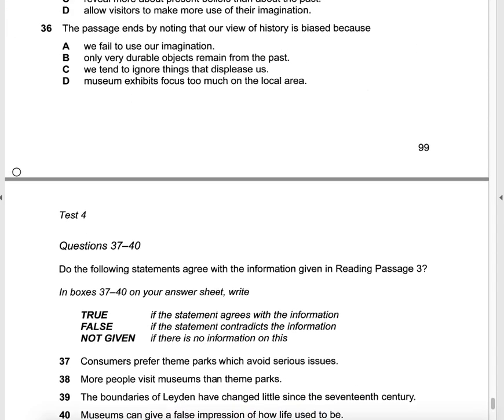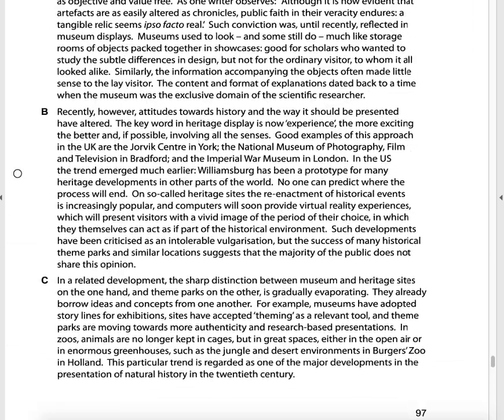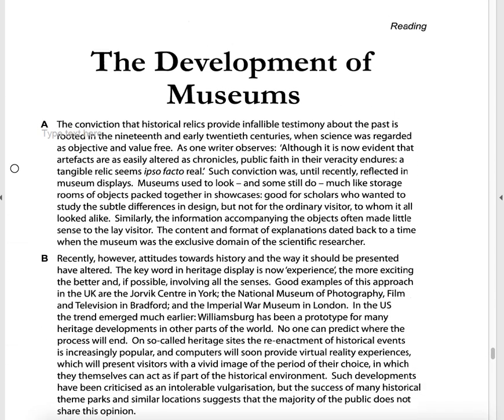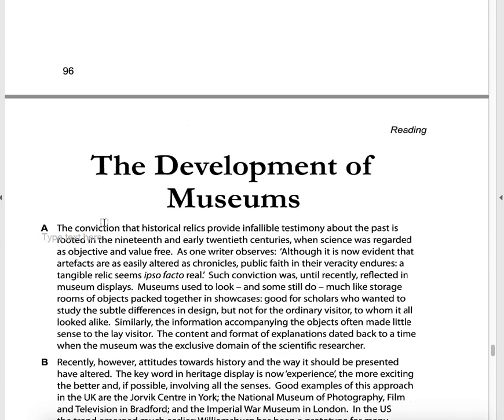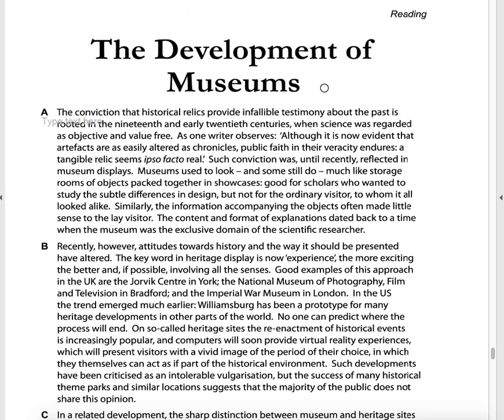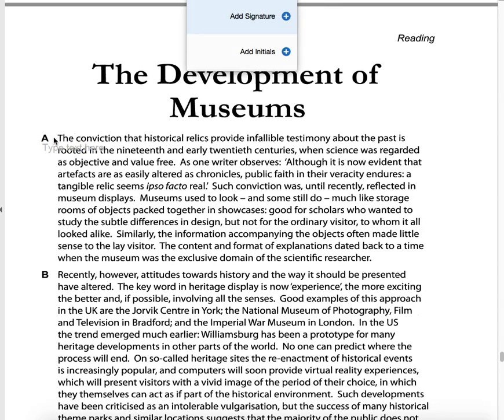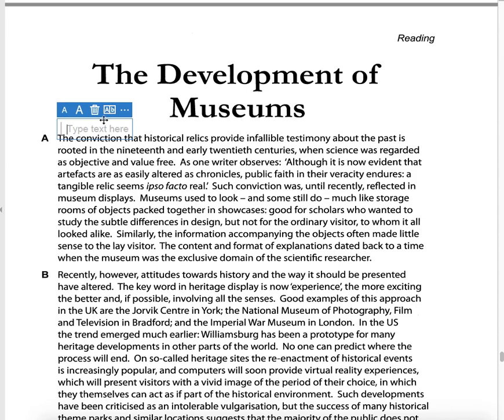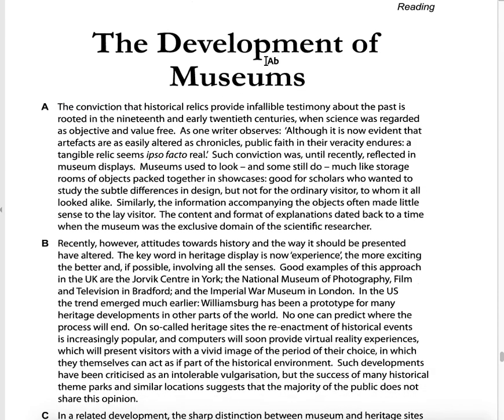Okay, so we're going to start here. What's going on here? It looks like this. Okay, I'm going to get rid of that. Okay, so let's begin.